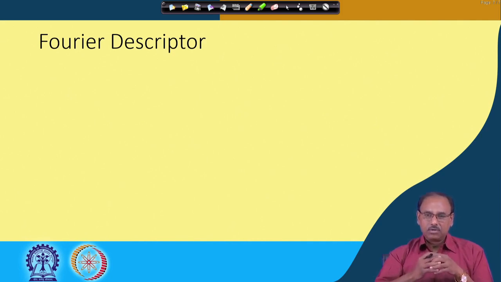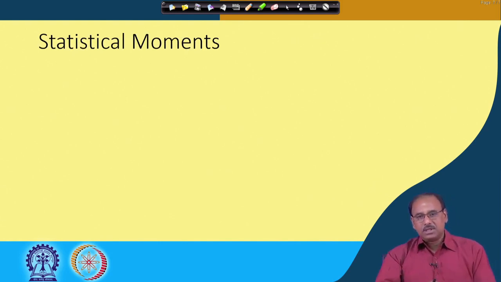Then we have also talked about the Fourier descriptor, which also gives you the important information of the shape of the boundary. Now, let me go for some further analysis of the shape, which is through statistical moments.